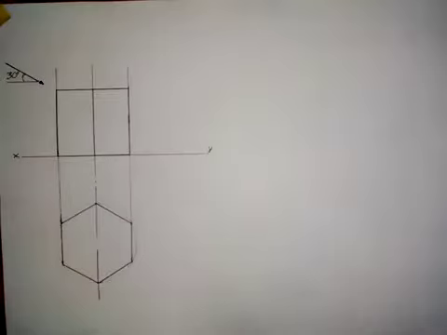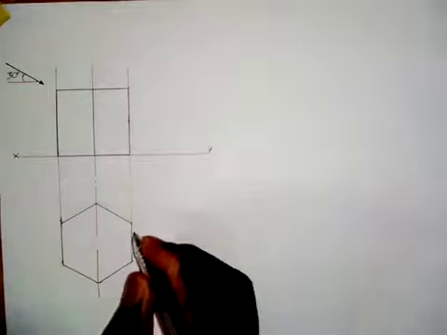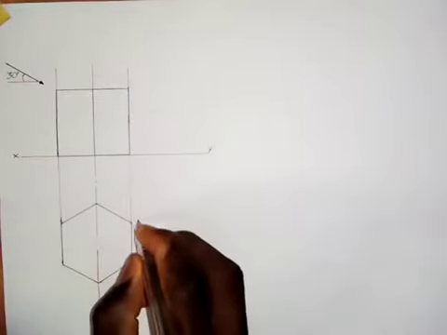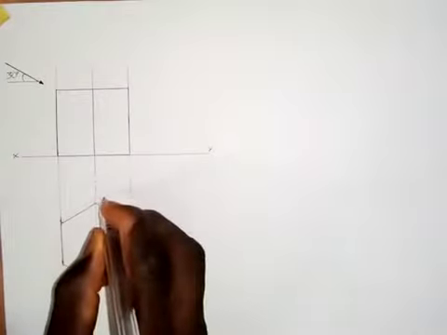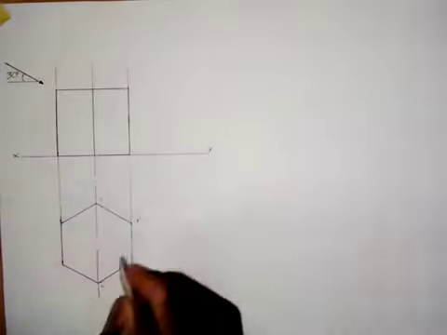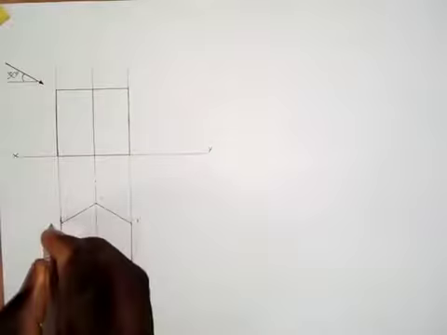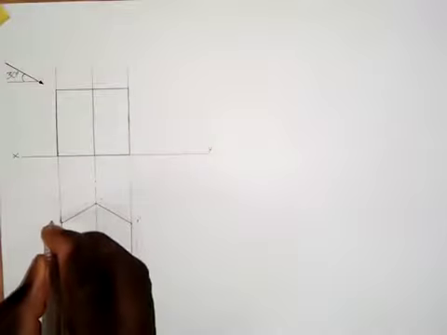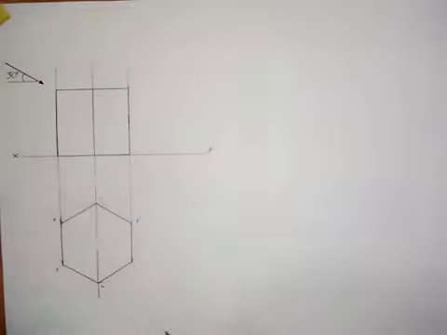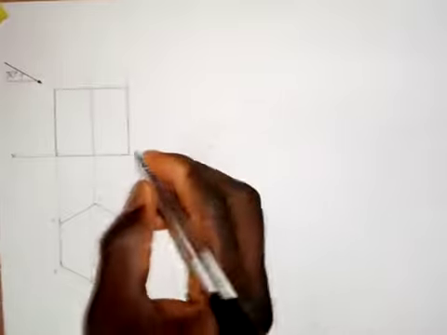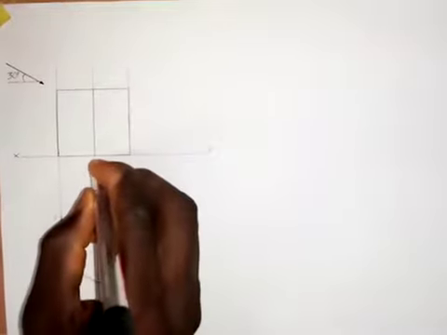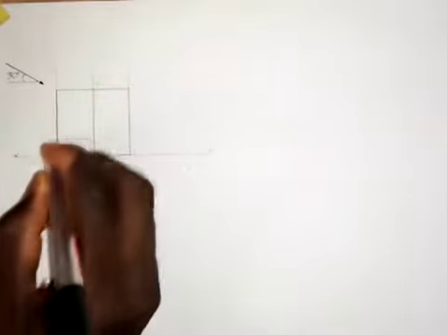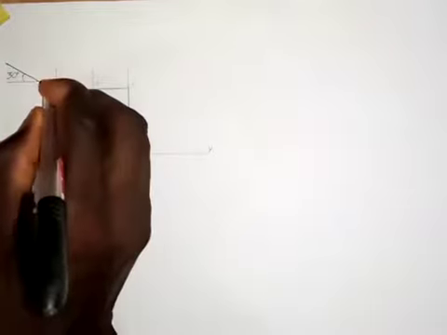So having been given the plan and the front elevation, what we need to do now is to number the points on the plan. So I will call this 1, so this is 1 and 1 prime, and this is 2 and 2 prime, and this is 3 and 3 prime. Okay, all right. Then I'm going to number this: this is 1 and 1 prime, and this is 2 and 2 prime, and this is 3, and here is 3 prime.